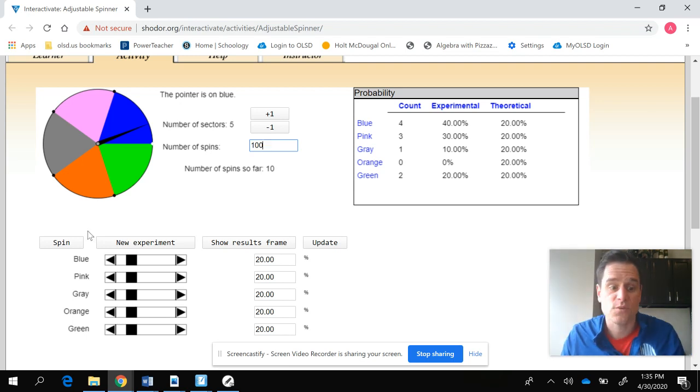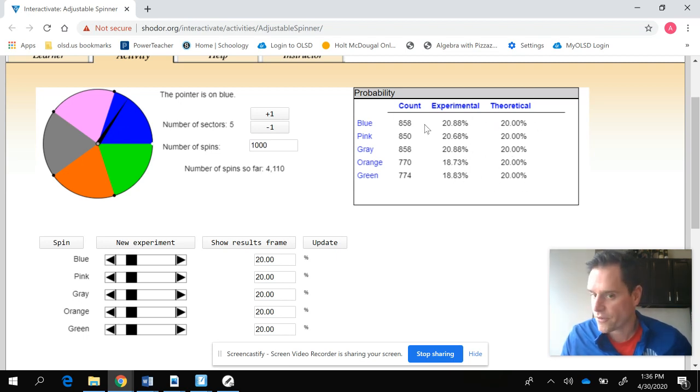We're going to spin this 100 more times. And maybe that blue is not the best call, because now you're at 28%. Watch what's happening here. Over time, if I crank this up to 1,000 spins, and I keep going, watch what happens. The experimental probability gets closer and closer and closer to the theoretical.